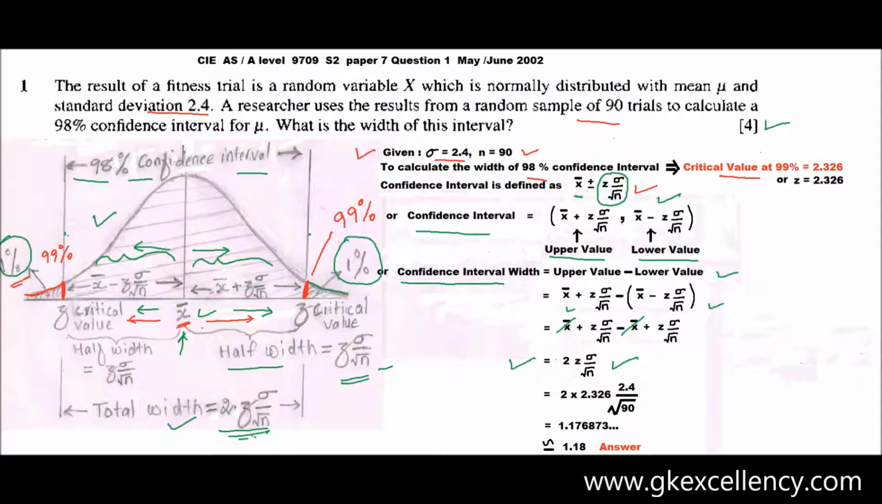So it's a matter of substituting the value 2.326, which I already got from the table, and 2.4, which was given as the standard deviation, and the sample of 90. I substitute the square root of 90 in the formula, and using the scientific calculator, once I solve this, I get approximately 1.18. Hope this is clear to you. Hope you understand this very well.